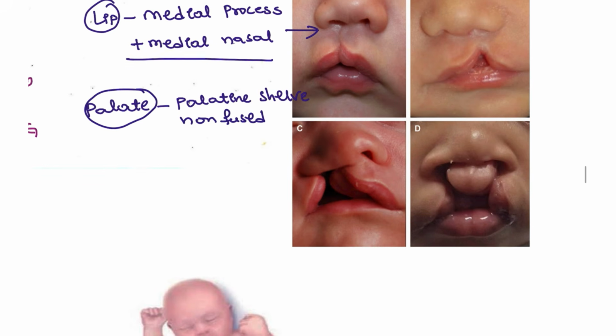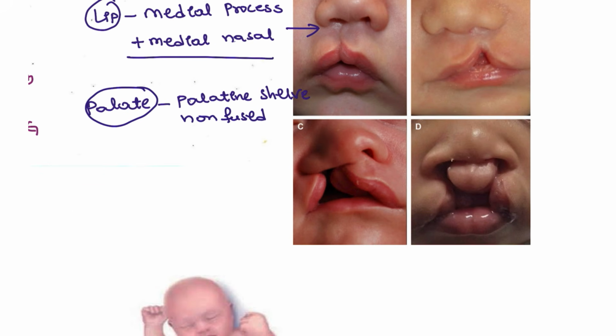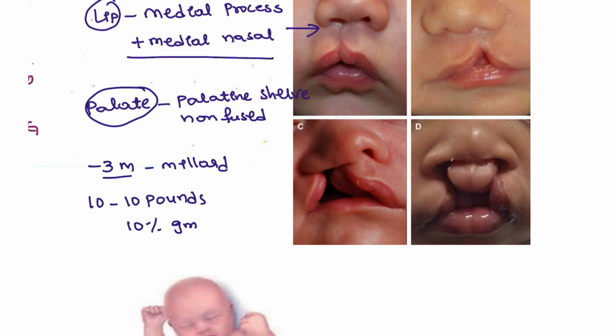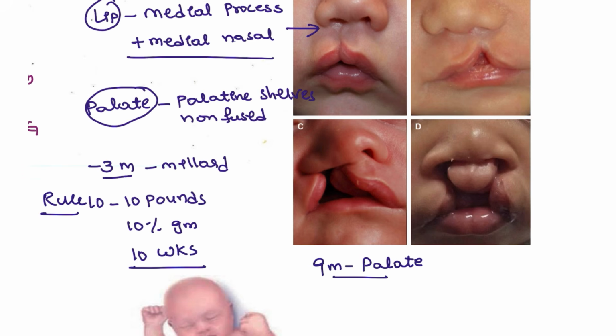What is the most common cause? The mother might be taking anti-epileptics, or there may be a syndrome. When is the surgery done? At 3 months. Basically, we are going to do it at 3 months. The famous surgery is the Millard surgery. But there is a rule of 10. What is the rule of 10? The patient should weigh 10 pounds, have 10 percent hemoglobin, and the baby should have completed 10 weeks. This is known as the rule of 10 for the patients. For the palate, we are going to operate at 9 months. 3 months is for the lip, 9 months is for the palate.